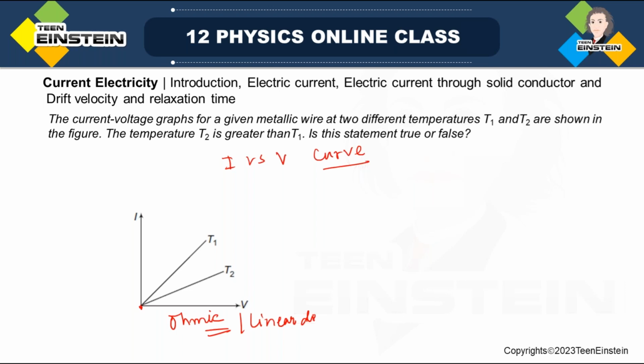Here, what is the question? Current-voltage graphs for a given metallic wire at two different temperatures, T1 and T2, are shown in the figure. Temperature T2 is greater than T1. Is this statement true or false? That means it is said that T2 is greater than T1. Is this true?